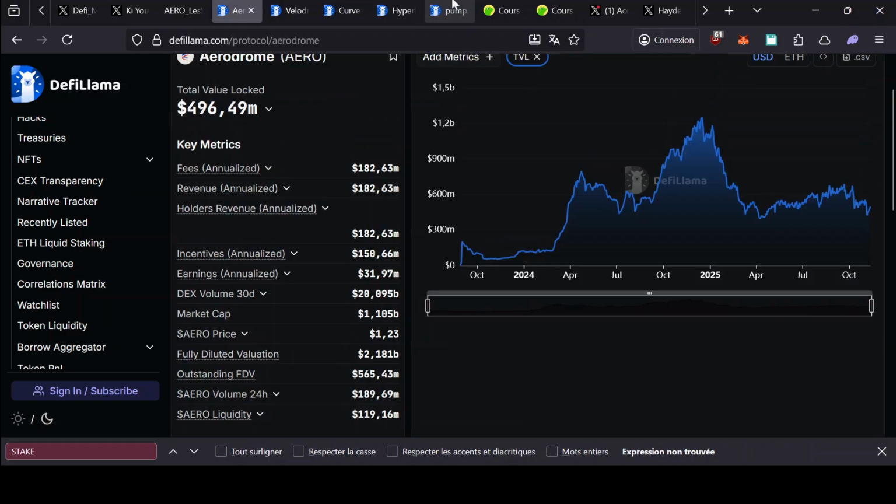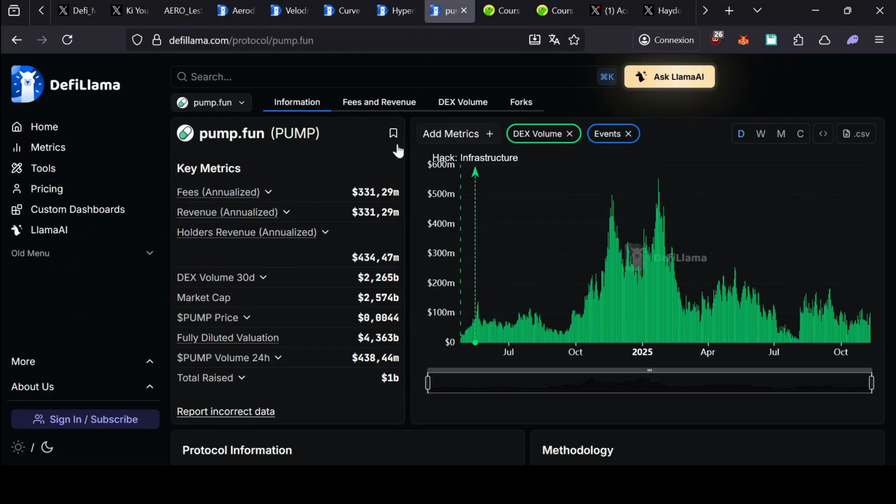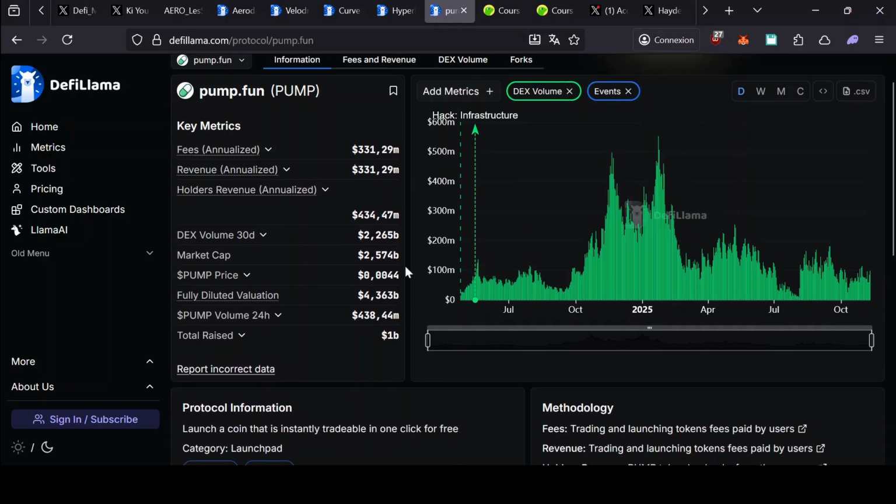Let me show you the valuation again of other projects. Let's look at pump.fun. It's kind of like Hyperliquid in the sense that they also do buybacks. They're doing a lot of buybacks, around $300 million in annualized buybacks, and have a market cap of about $2.5 billion. So we're still looking at valuations in the 8x to 10x range. That gives you a sense of how Uniswap could be valued soon.